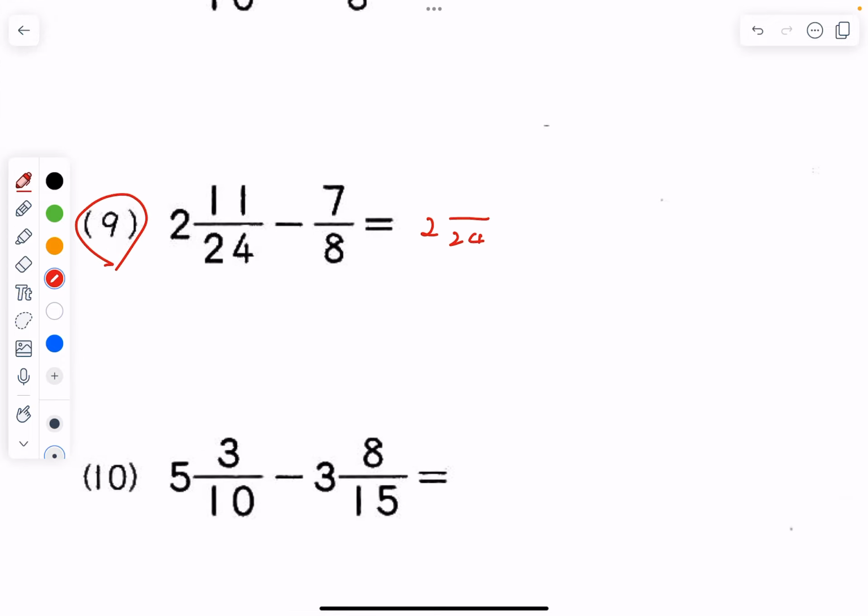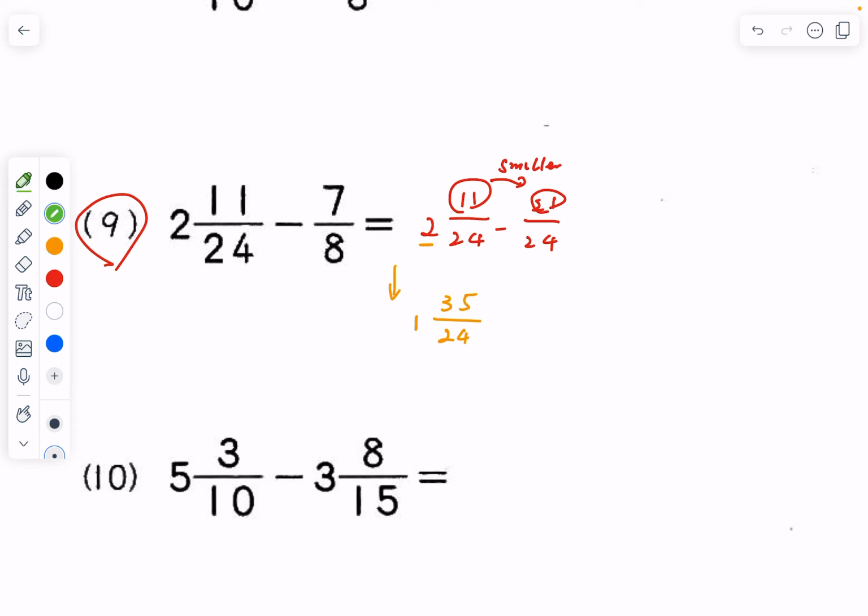2 11 over 24 minus 21 over 24. And we notice that, hey, my numerator is smaller than 21. What do I do? Do I borrow something from the 2? Yes, absolutely. So the way for us to do this is by borrowing 1 from the 2. And how do I do that? Now this mixed number becomes 1, and then the 24 remains unchanged. However, the top numerator will become 35.